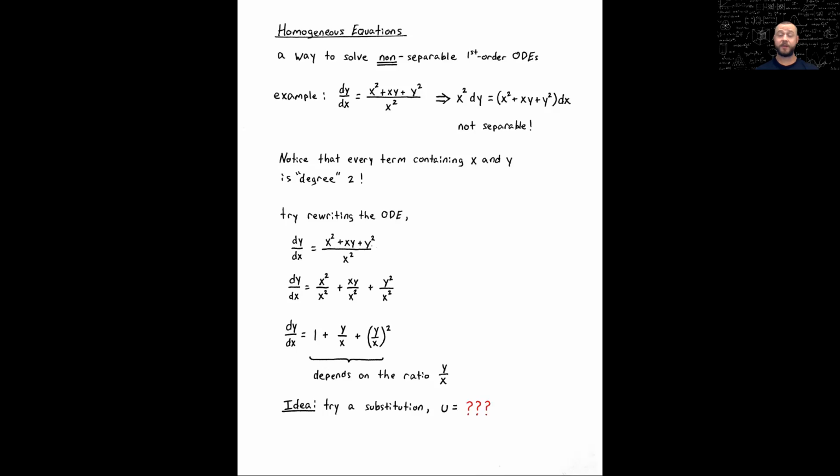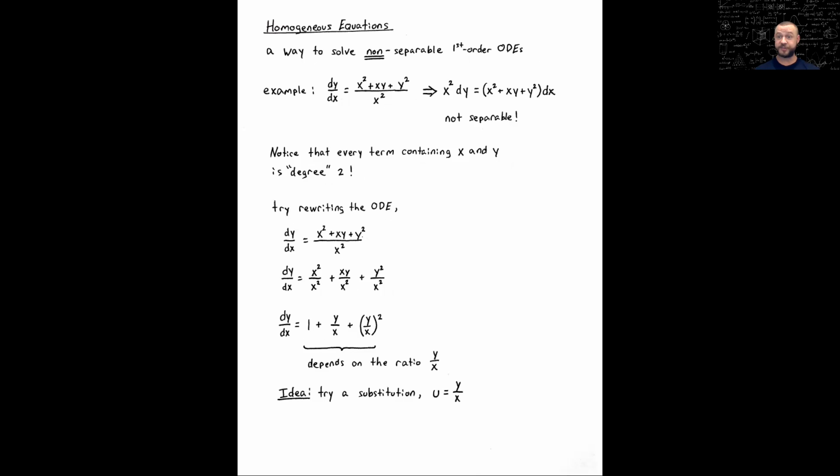All right, welcome back. Now, if you notice above, that right-hand side only depends on the ratio of y over x. That might be a good guess for our substitution. So if you guessed, let's try u as y over x, that is exactly right. That substitution is going to lead us to converting a non-separable equation into one that is separable.